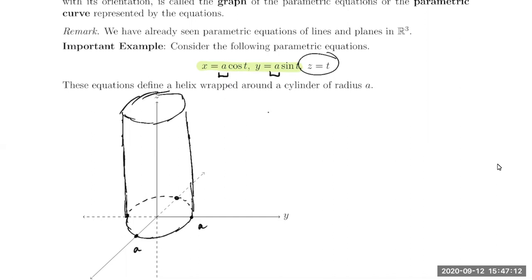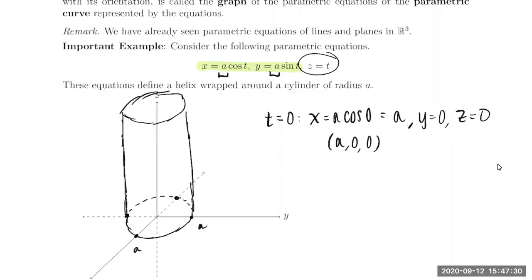So let's start at t equals 0. If t equals 0, then x is a cosine of 0, or in other words, a. y is 0, and z is 0. So we have the point (a, 0, 0). So I'm going to plot that here in red so that it stands out.